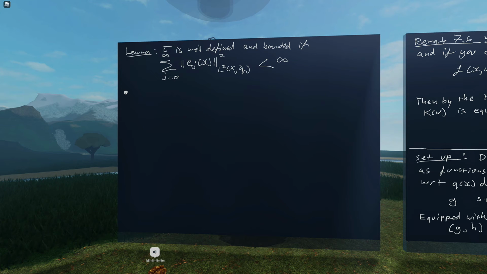I think you didn't finish writing the statement of the lemma. I think it is. So the map tau is well-defined and bounded if this series is... Yep, okay, yep.